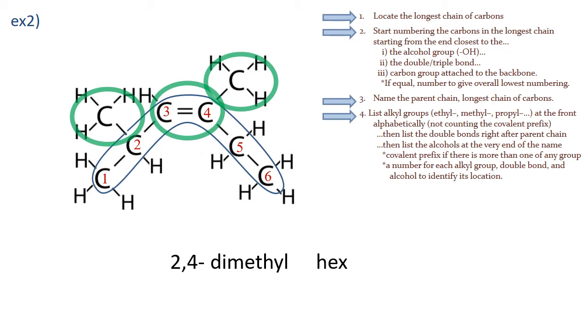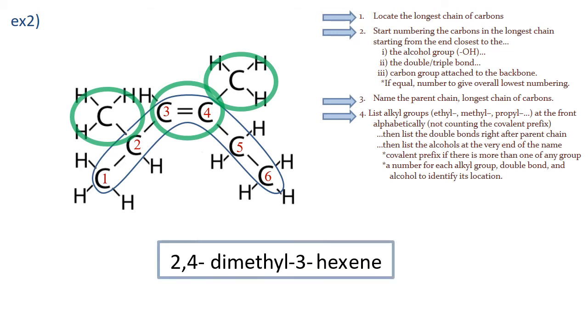Now I have to list my double bonds. And I have a double bond, so I have to put ene in the name, and it is located on the 3rd carbon. So I put in dash 3 dash. Now note that between every number and letter, I have put a dash in the name. And when I have consecutive numbers, I have to make sure there's a comma between each number. So this molecule is called 2,4-dimethyl-3-hexene.